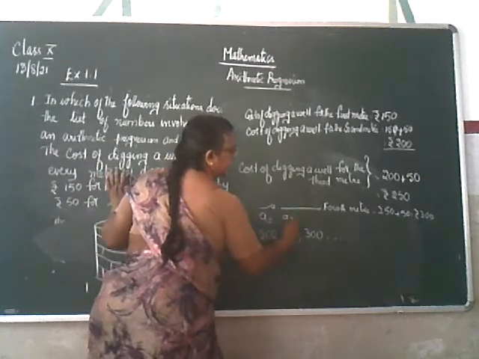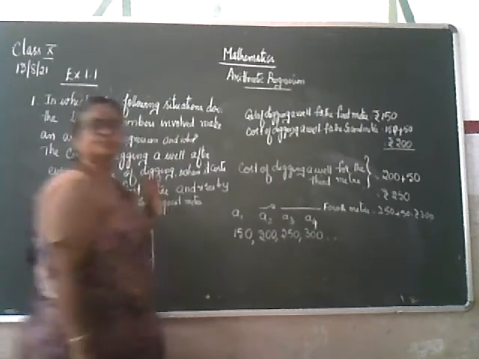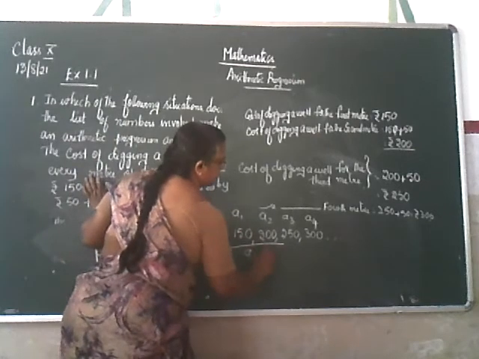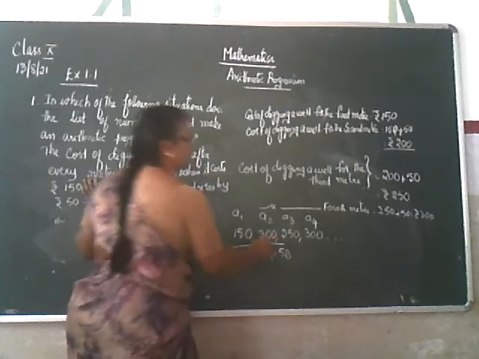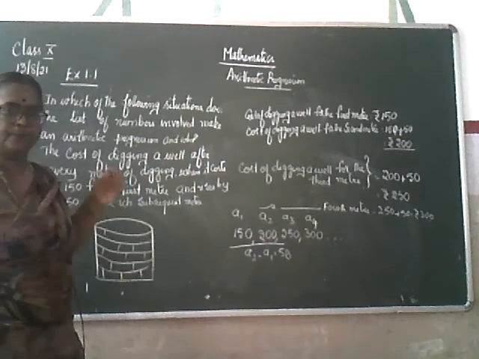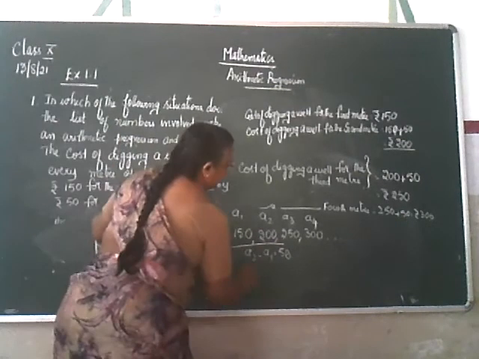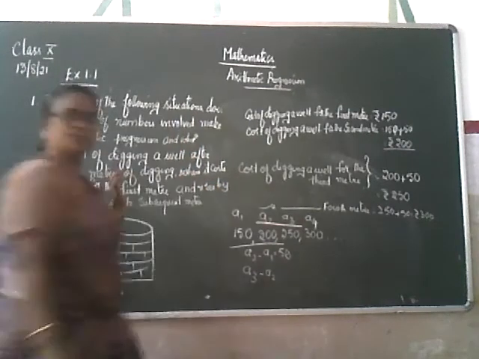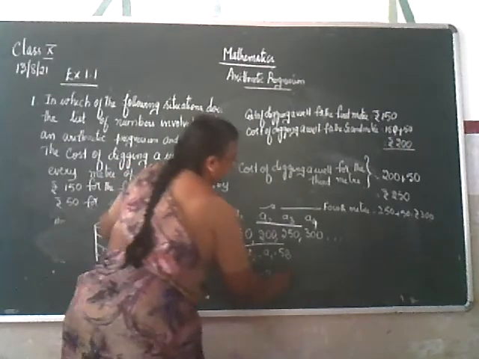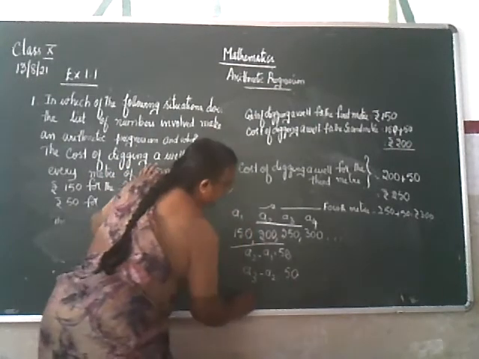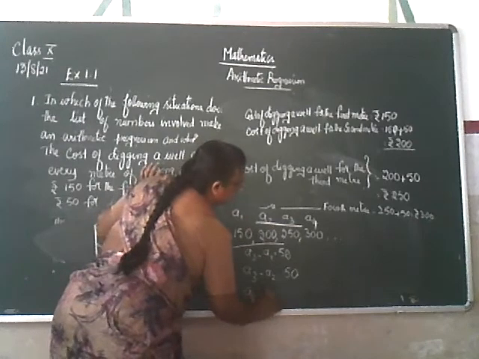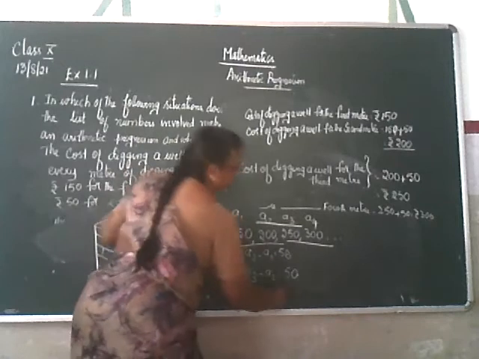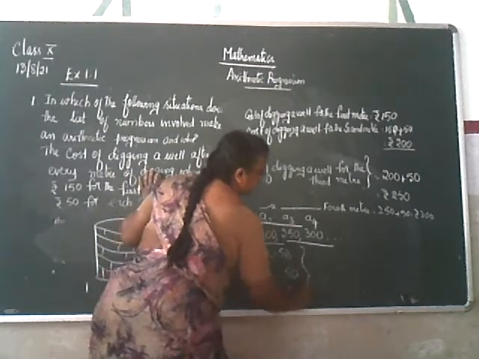A2, A3 and A4. So what is the difference? A2 minus A1. Yes, the difference is 200 minus 150. Again, consider A3 minus A2. So 250 minus 200. Again it is 50. Then A4 minus A3, 300 minus 250. That is 50.